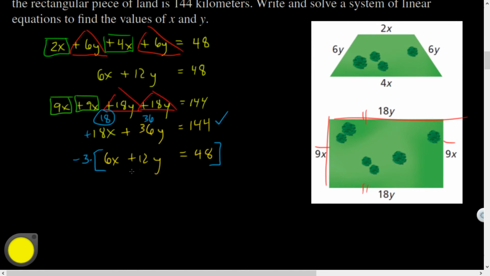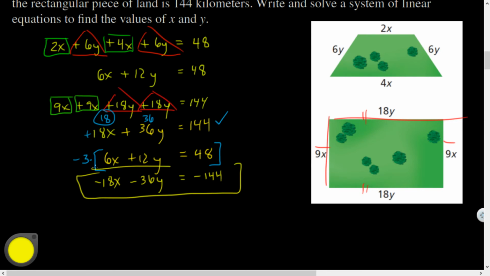So let's distribute this. -3 times 6x is -18x. -3 times 12y is -36y equals... well, it won't matter, we're just distributing. And I get -3 times 48, I reached for my calculator on that one, is -144. So if I want to add this equation to this equation, I'll even rewrite the other equation again. You don't have to do this, but I will.